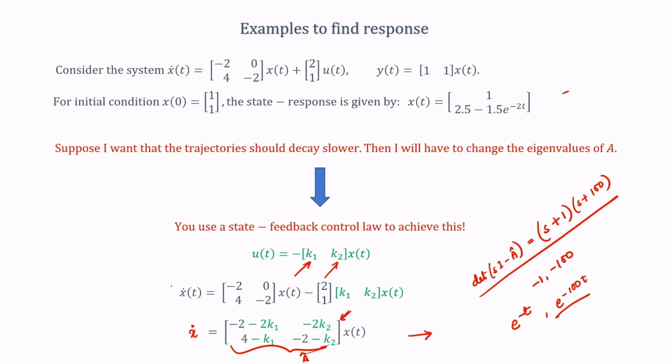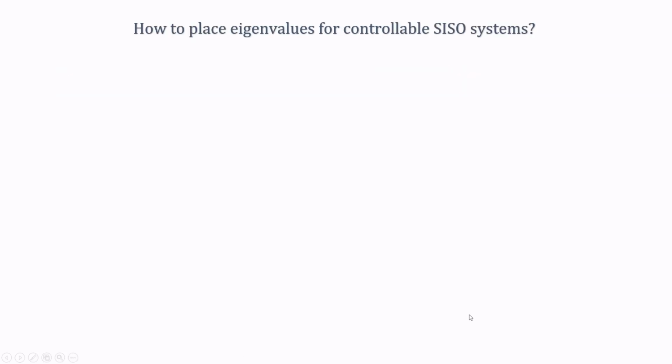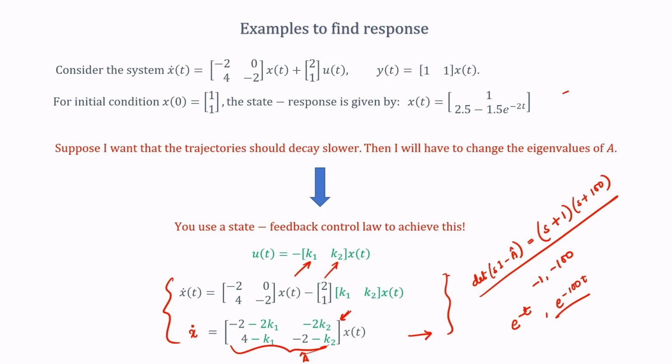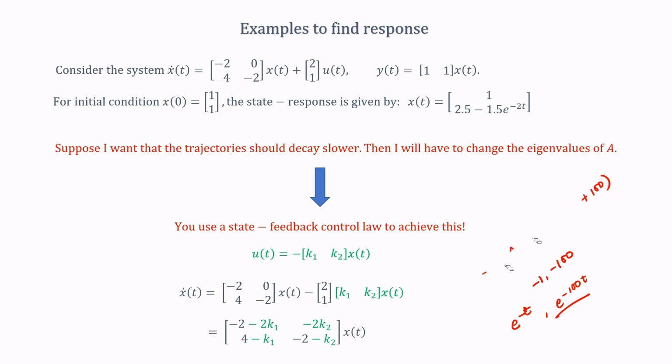Now, this was an easy problem in the sense that the matrix given here is a 2 cross 2 matrix, and for a 2 cross 2 matrix it is very easy to find the determinant of sI minus A hat. However, think about the case when you have a system which has more than 2 states, suppose it has 100 states. In that case the A matrix will become a 100 cross 100 matrix.